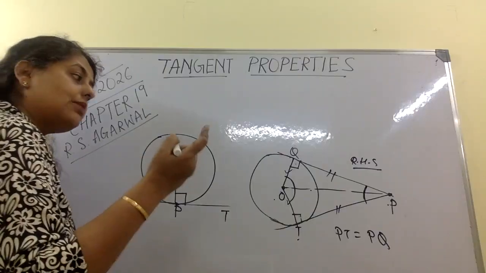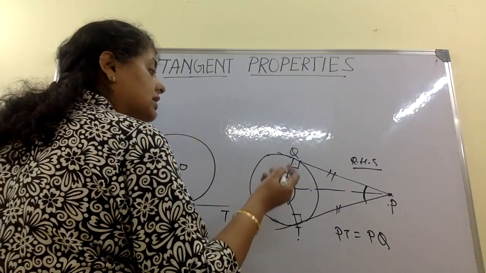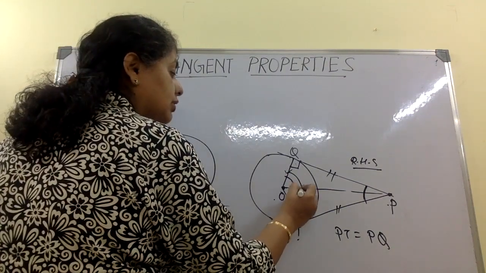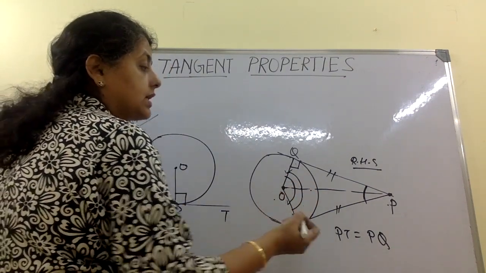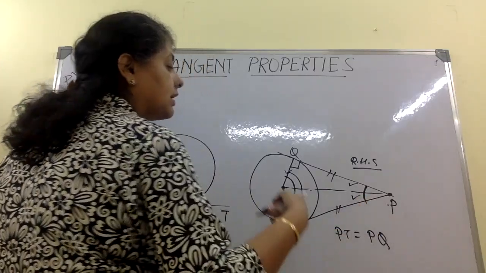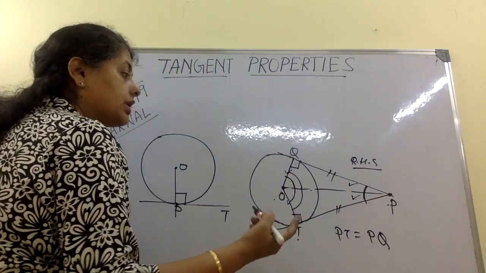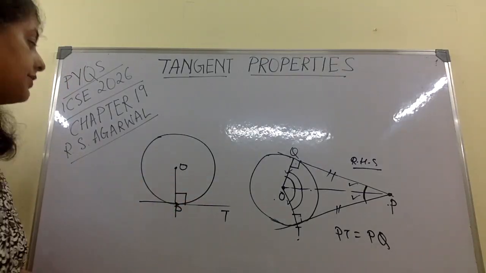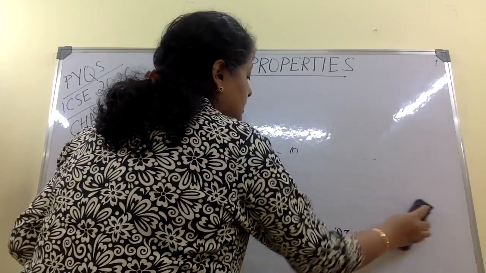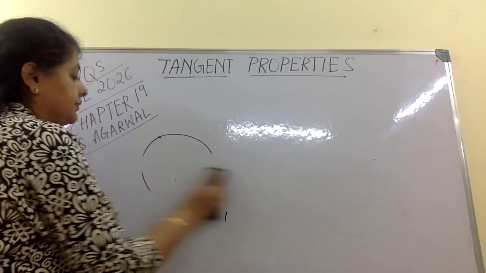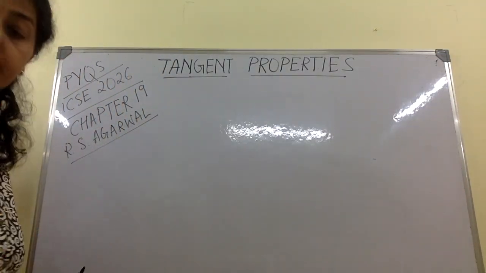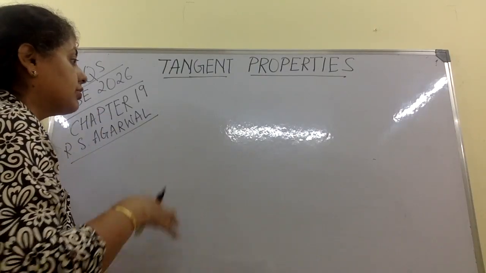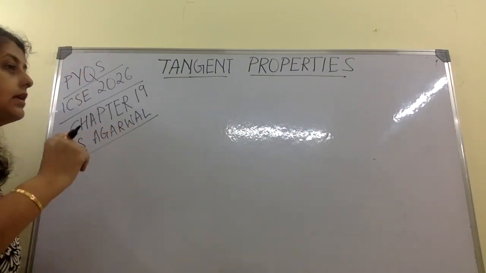Now what else can be asked from this? Sometimes they make a question out of this theorem. They will say, is this angle equal to this? Yes, by CPCT. This angle is equal to this angle, again by CPCT. So lots of questions can be made out of this diagram. Now let's come to the next property that we are going to use.